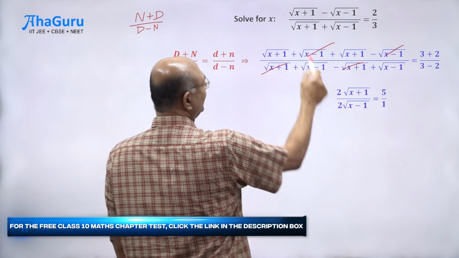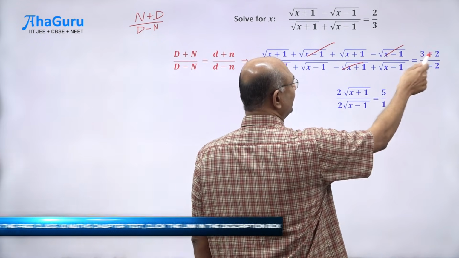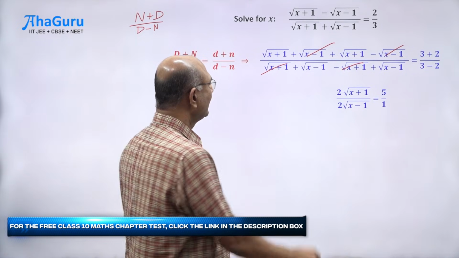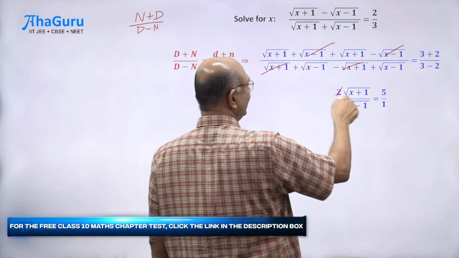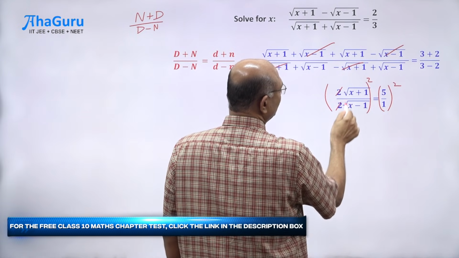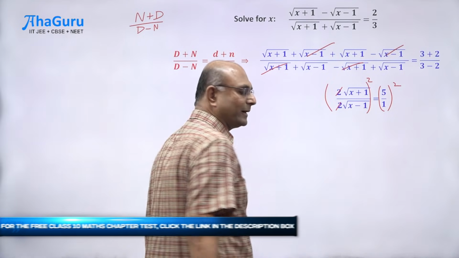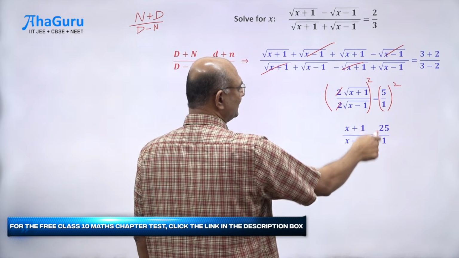So you're going to get 2 times root of x plus 1 by 2 times root of x minus 1 is equal to 3 plus 2 by 3 minus 2. 3 plus 2 is 5, 5 by 1. Okay, now the 2 and 2 can be cancelled. And so if I now squared both sides, I'm going to get the root going away. So you'll get x plus 1 by x minus 1 is 5 squared, 25 by 1. Right? So x plus 1 by x minus 1 is 25 by 1.